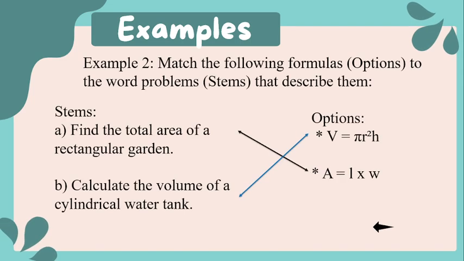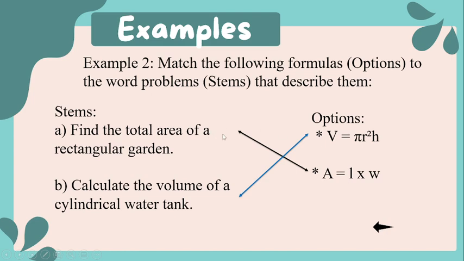Next example, match the following formulas or options with the word problems that describe them. So we have 2 options and 2 stems. So we are just going to match those. And then after matching that, of course, we have to justify our selections.